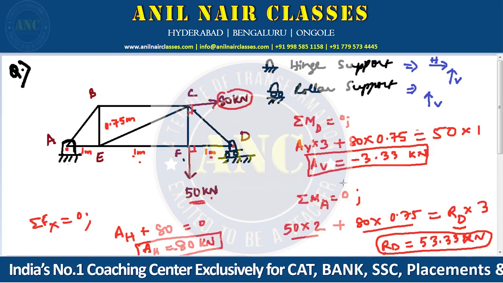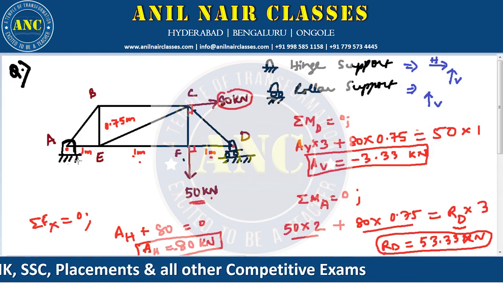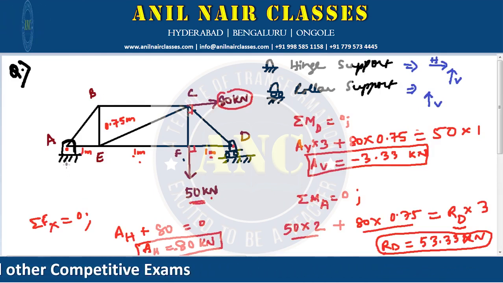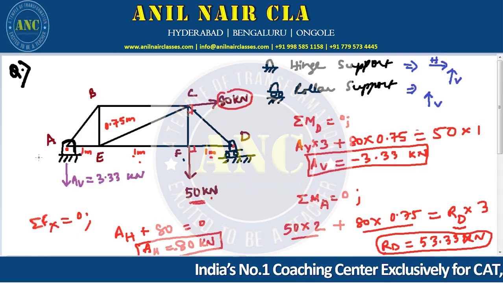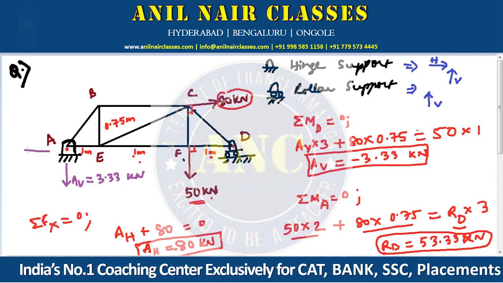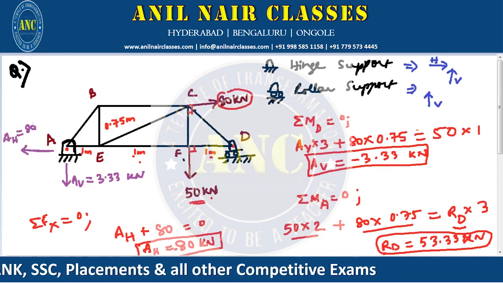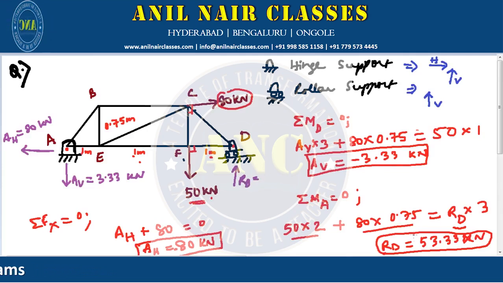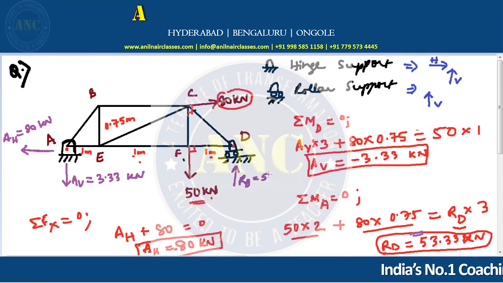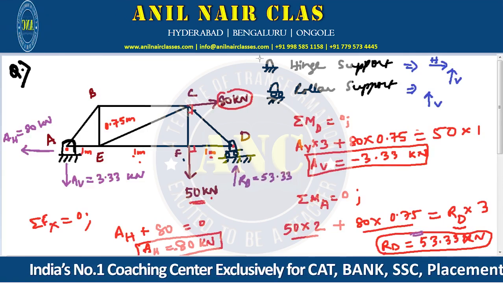So it is very clear, since it is in negative, it means AV has to be in the opposite direction. That is, AV should be this. How much? 3.33 kilonewton. Whereas this should be how much? 80 kilonewton. And then RD we have just found how much? 53.33 kilonewton.